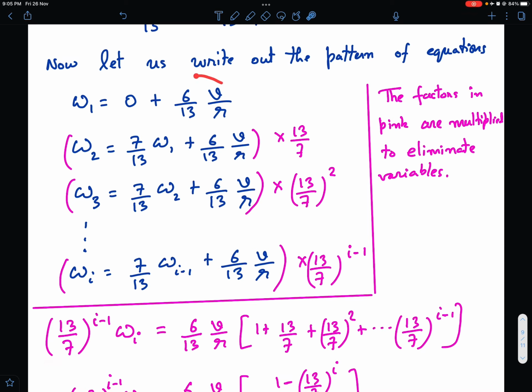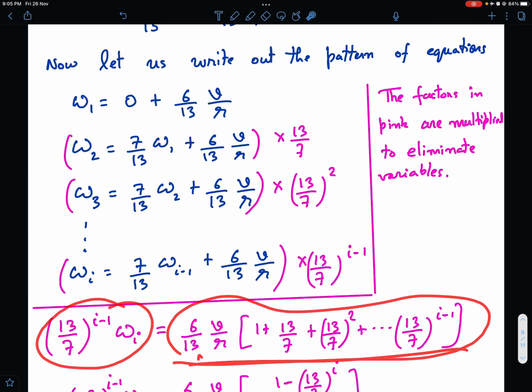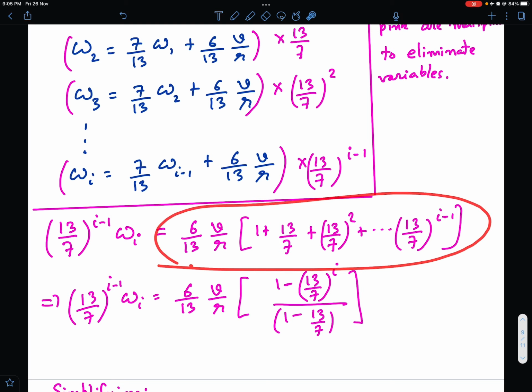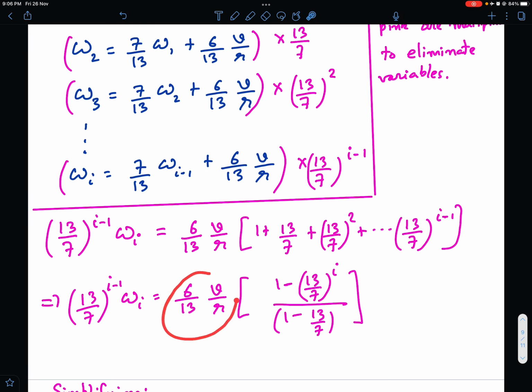Now see, this is 6v by 13r, then this is 6v by 13r into 13 by 7, and you can see the summation is that of a GP. So you take 6v by 13r common, and then you have 1 plus 13 by 7 plus 13 by 7 squared. So this is the GP that you get on the RHS. And now it's a simple manipulation. You might be knowing the summation of a GP, so I've just used the GP sum formula over here. So 6 by 13 v by r into 1 minus 13 by 7 to the power i divided by 1 minus 13 by 7. And this should be equal to this on the LHS.